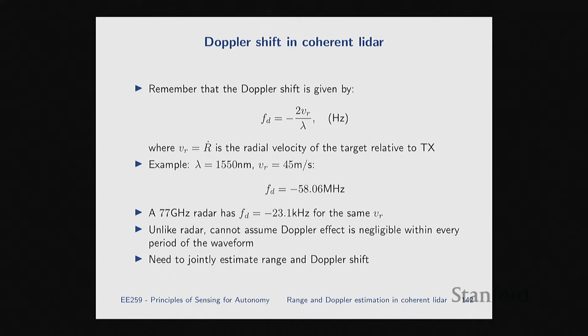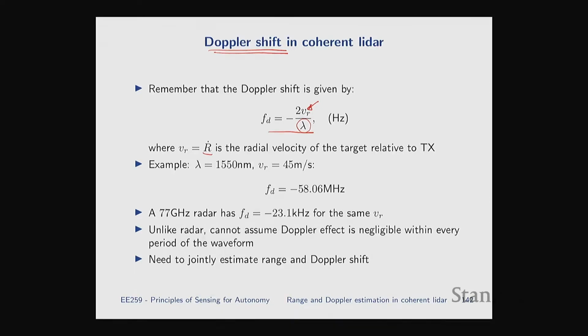I want to start by looking at the Doppler shift, because I did mention that Doppler shifts in LiDAR are much larger than what a radar would see, and that becomes a complication for the DSP. So remember, the Doppler shift is given by this equation here: minus 2 VR over lambda, where lambda is the wavelength, and VR is the relative radial velocity between the target and the receiver. So it's r dot, where r is the range, basically, from transmitter to receiver.